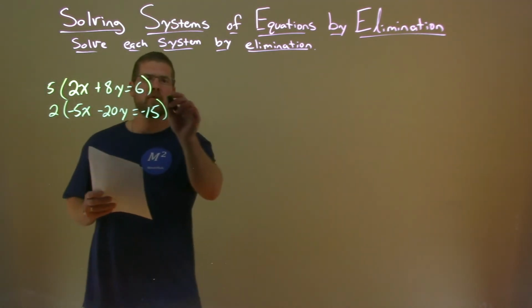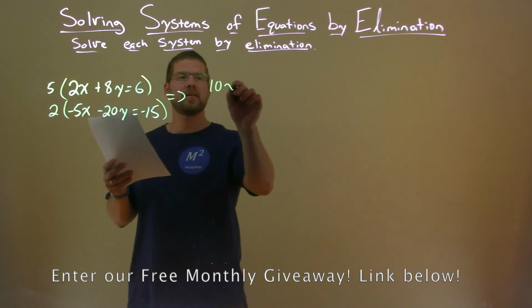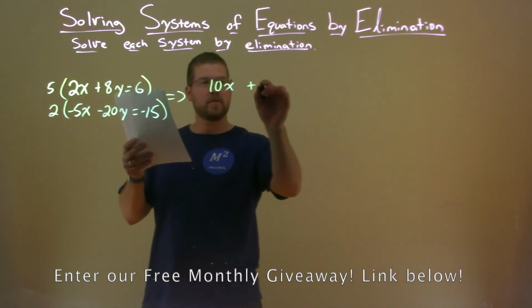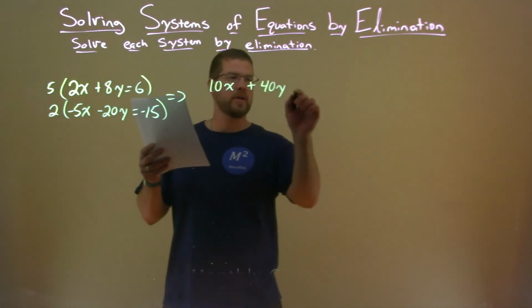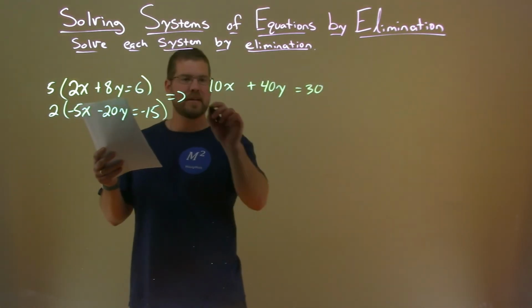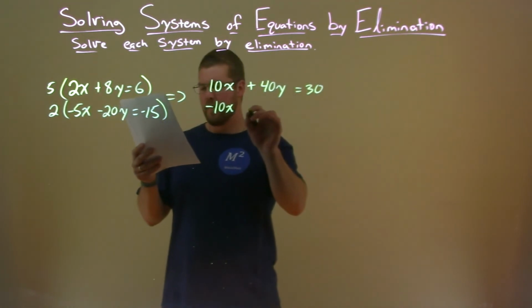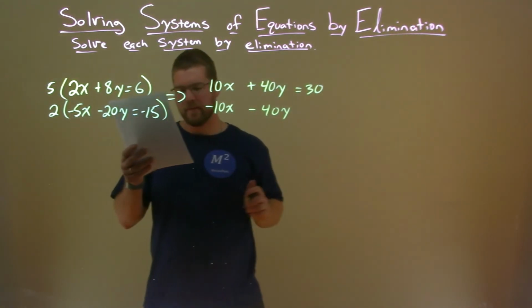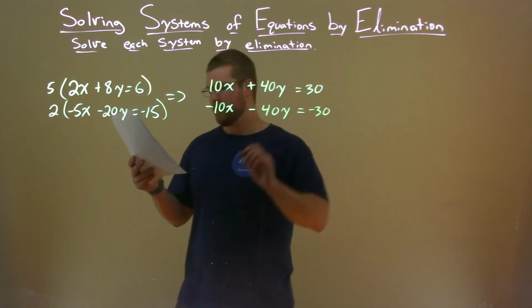All right, so let's do that. 5 times 2x is a 10x here. 5 times 8y, make sure we go for everything, is 40y. And 5 times 6 is 30. Second equation, 2 times -5 is a -10x. 2 times -20 is a minus 40y, right? And 2 times a -15 is a minus 30, right there.